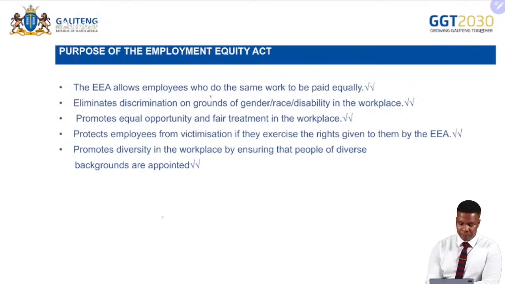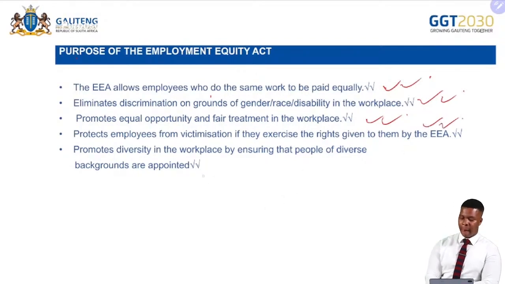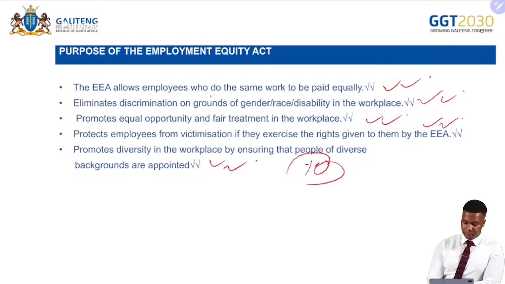It is to ensure that employees who do the same work are paid equally, 2 marks for that, and then eliminate discrimination on the ground of gender, race, and disability in the workplace, promote equal opportunities and fair treatment in the workplace. That's 2 as well. Protect employees from victimization if they exercise the rights given to them by the Employment Equity Act, 2 as well. And then promote diversity in the workplace by ensuring that people of diverse backgrounds are appointed. That's 2. Then you get 2, 4, 6, 8, 10. That's 10 for this now. Purpose, the first subheading, and then you skip a line.